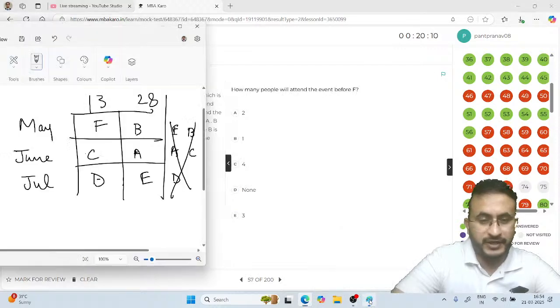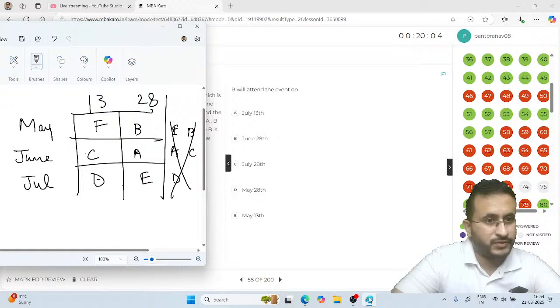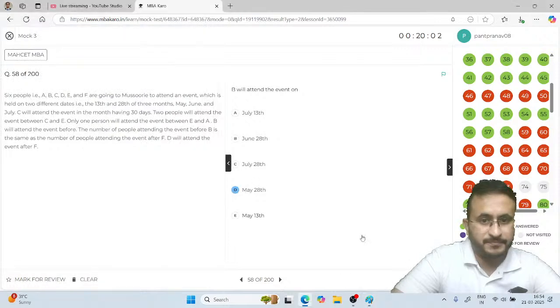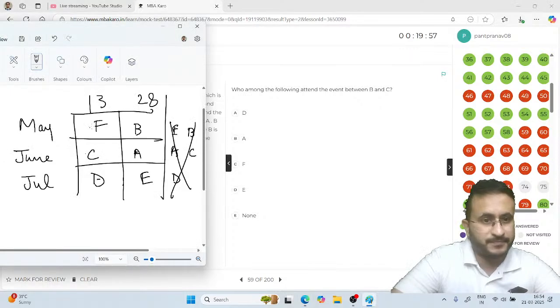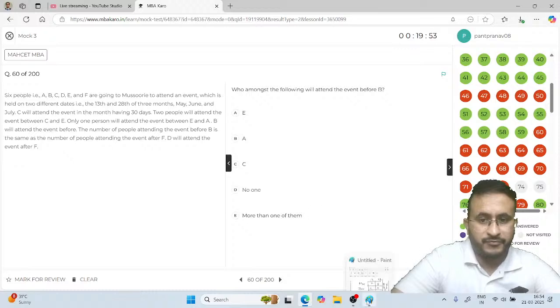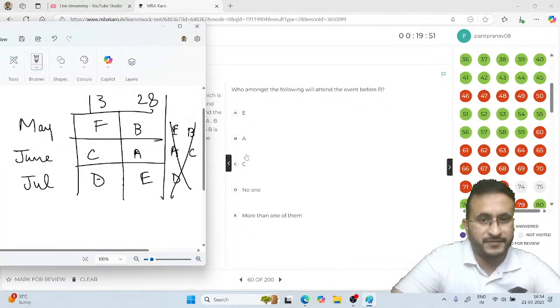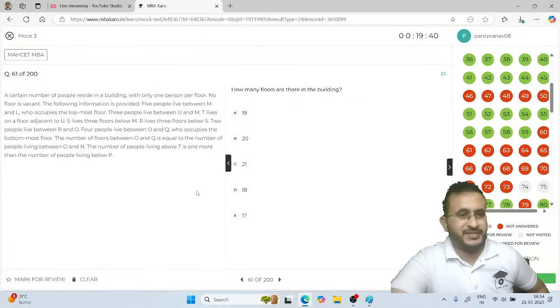Attend the event before F. So before F we will have none. B will attend on 28th May. B and C, none. Before B we have F. Maybe we might have done some mistake. Let's move to the next puzzle and solve it.